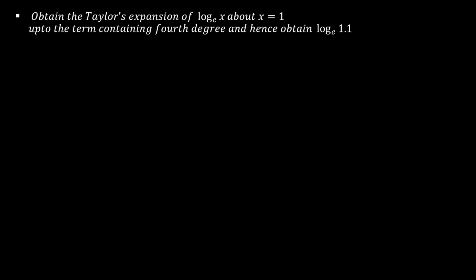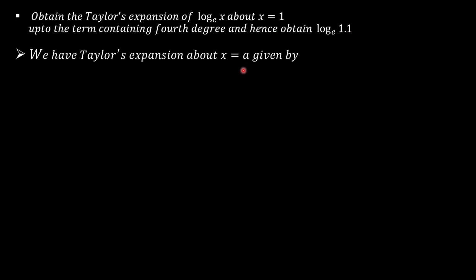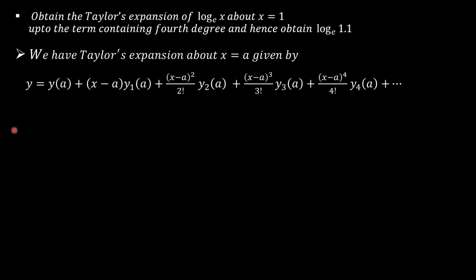Next problem. Obtain the Taylor series expansion of log x about the point x is equal to 1 up to the term containing 4th degree, and hence obtain log 1.1. Taylor series expansion about x is equal to a is given by y is equal to y of a plus (x minus a) into y1 of a plus (x minus a) whole square by 2 factorial into y2 of a plus (x minus a) whole cube by 3 factorial into y3 of a, and so on. Clearly a value is 1.